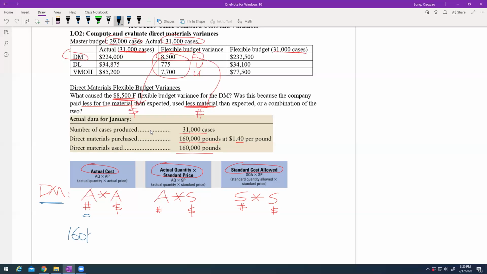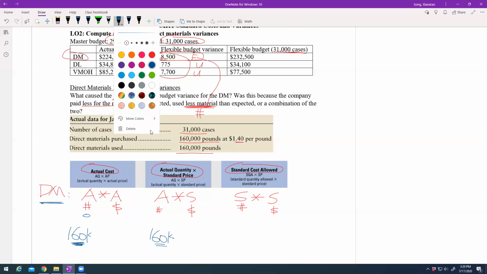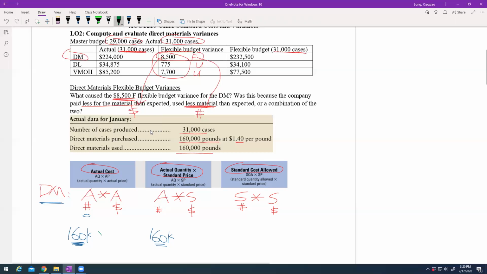160,000 pounds. Do me a favor. When you put the actual quantity for the first part, also put the actual quantity for the middle part, right? So our actual quantity is 160,000 pounds. For the price, how much did we actually spend for each 1 pound? The actual price is $1.4. Okay, for the actual price, each one is $1.4.